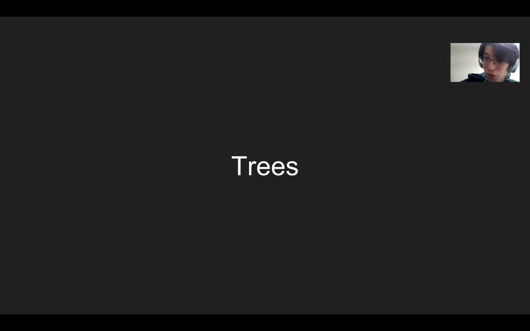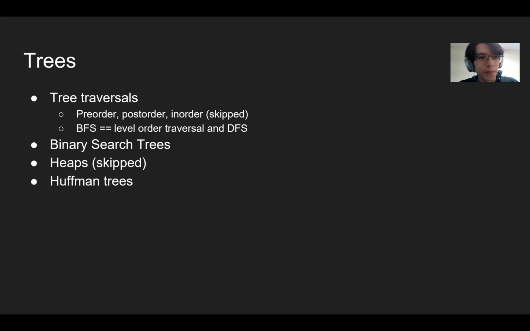Okay, now we're on to trees. So trees we'll talk about now. Tree traversals: pre-order, post-order, and in-order, but we'll skip those for now. BFS, which is just level order, and DFS. DFS on a tree is just pre-order, post-order, in-order. And binary search trees. We'll skip heaps for today. We'll talk about Huffman trees as well.